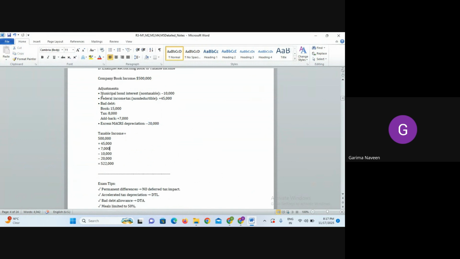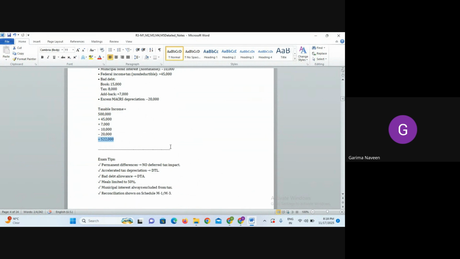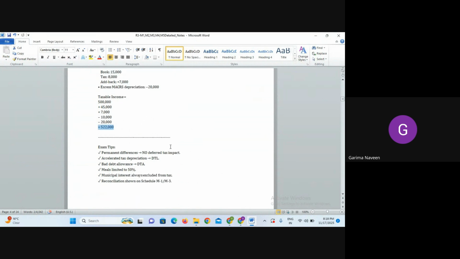Okay. So bad debt is given. For book purposes, you have subtracted the $15,000, but for tax purposes, it is $8,000. That means you have to add back this 15,000 and subtract the 8,000 of expense. That means net addition is $7,000 and it will give you a taxable income of 522,000.